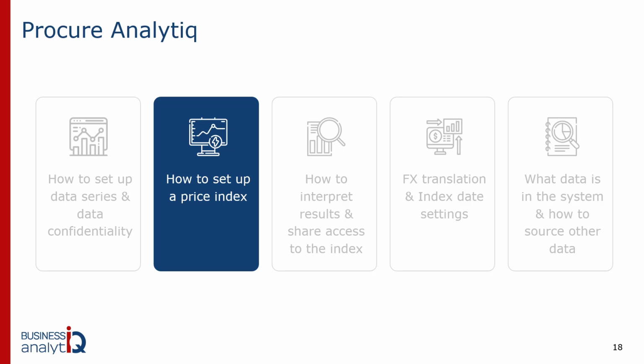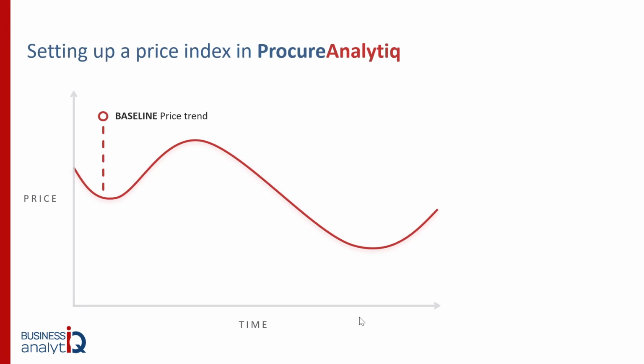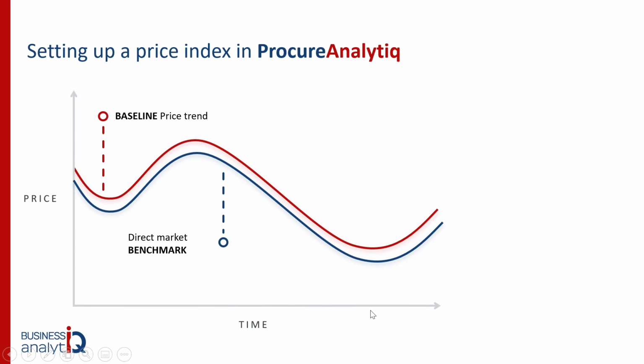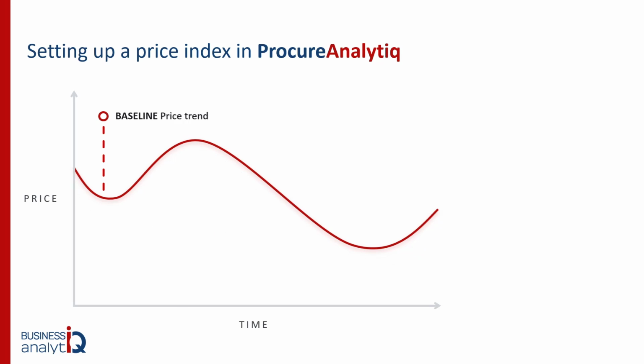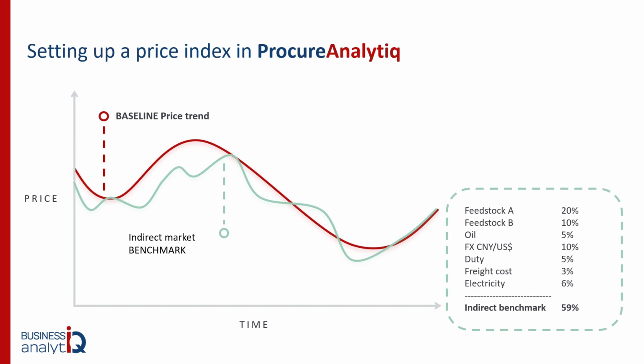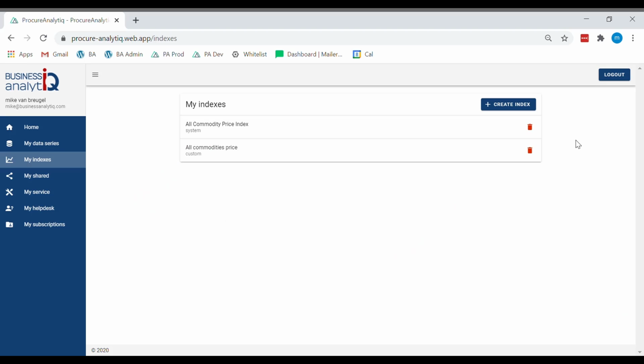A price index effectively is the comparison of one trend against another to come to actionable insight. The first trend we will capture is the baseline price trend, which is the price trend of either a product or a category or even a portfolio, which we will benchmark against either a direct market benchmark if that information is available. And if not, we will try to find an indirect market benchmark made up of critical cost drivers which are relevant for the baseline price trend. So let's take a look at the setting up of indexes in ProcureAnalytiq.